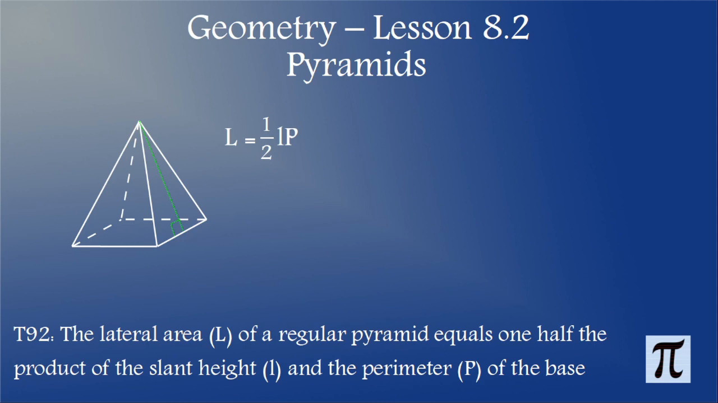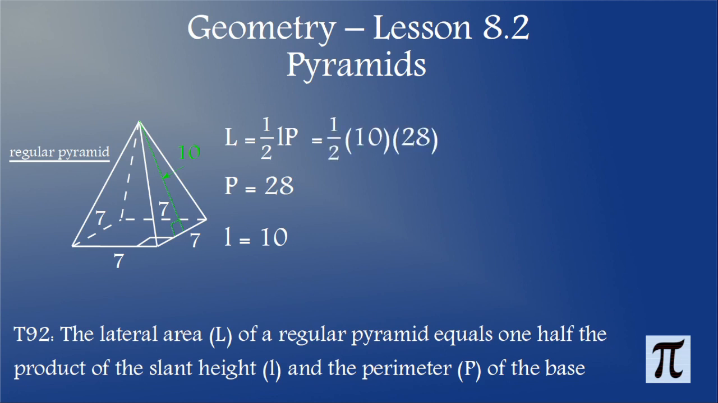So lateral area equals 1/2 lowercase l times p, the perimeter. So for this example, we'll say we have a regular pyramid with side 7 and a slant height of 10. Since it is a regular pyramid, we know that all 4 sides of the base have to be the same, so we know that all 4 sides are 7. And that gives us a pretty easy perimeter of 28. We already know that the slant height is 10, so we can plug these into the equation. 1/2 times 10 times 28 equals 140. This is the lateral area of this regular pyramid.